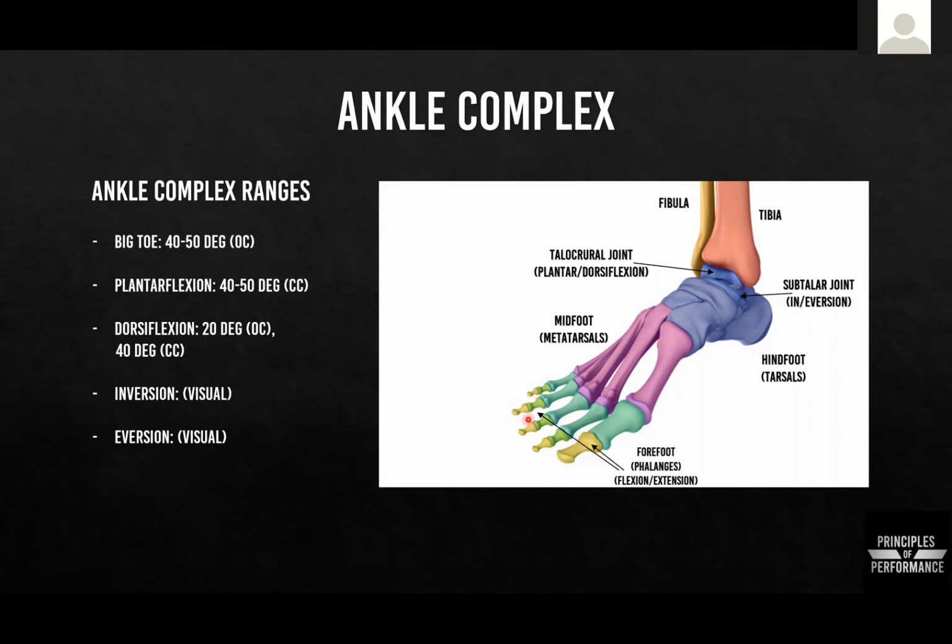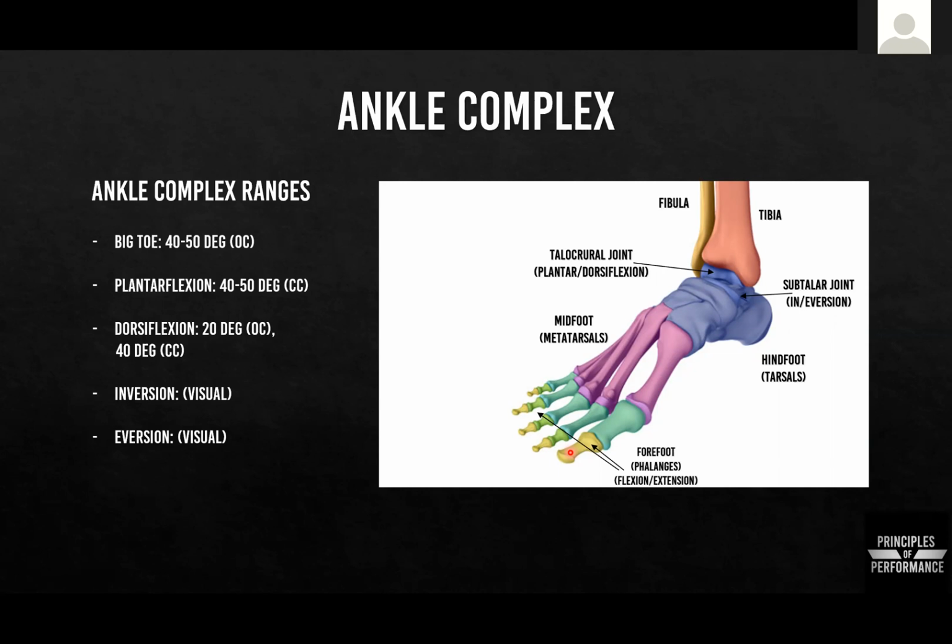If I was going to suggest measuring something, I would pick the big toe and ensure that we're getting 40 to 50 degrees of extension in our big toe. That's lifting the toe off the ground in an open chain, which is to say that we're not assessing it with the toe fixed to the ground as we move the foot. So we're wanting to see if we can get 40 to 50 degrees of open chain big toe extension.